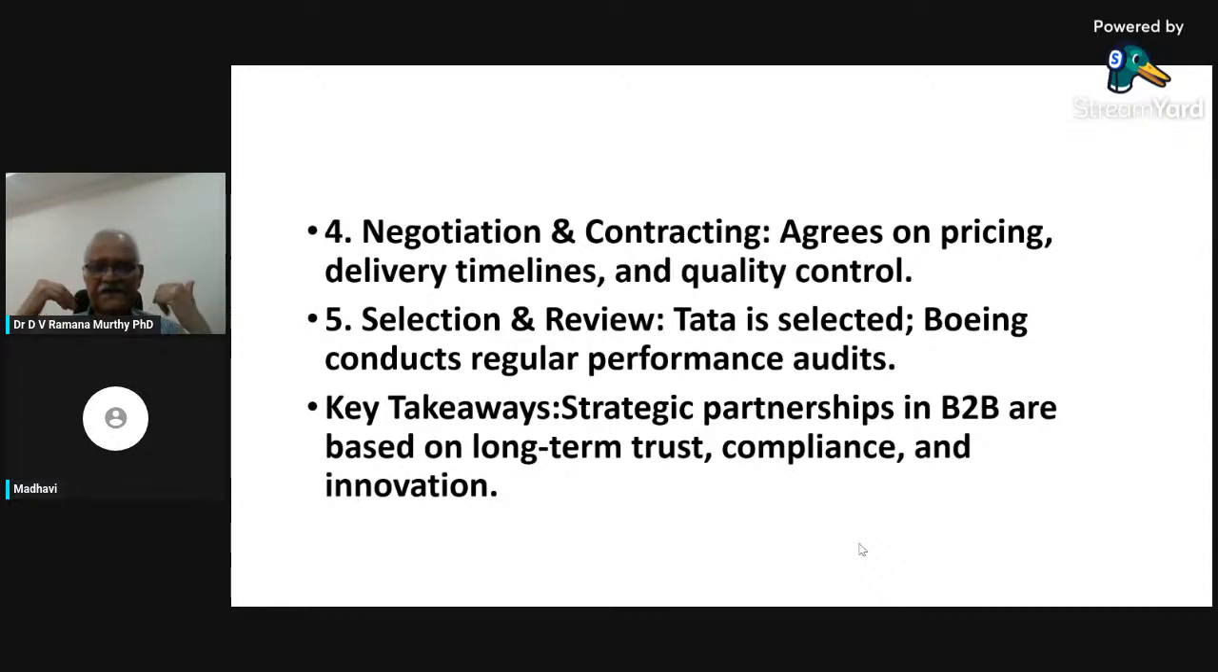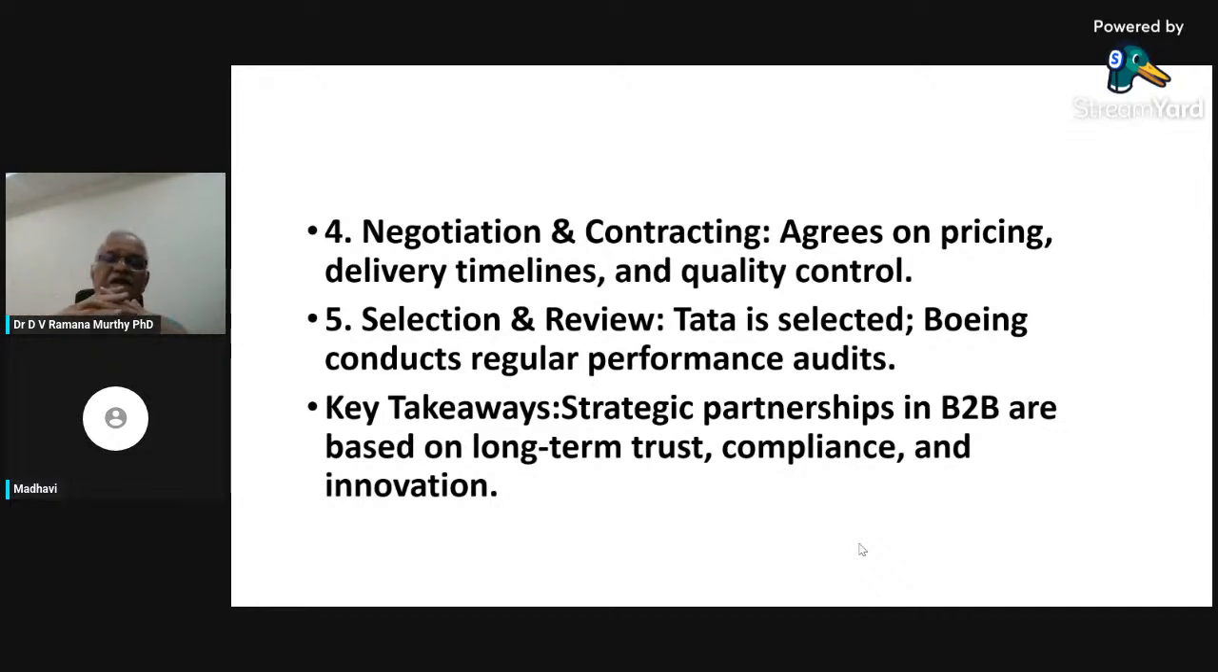review and select it. Now the key learnings from this, please know, strategic partnerships in business to business are based on long-term trust, compliance, and innovation. This is very, very interesting. This is not so in the case of consumer buying, because whether to buy repeatedly or not, it's completely a consumer's domain, and there are a lot of changes that take place. And if not X, you can go for Y. You can't buy an X brand always. Today you buy X brand, tomorrow you buy Y brand and all that.